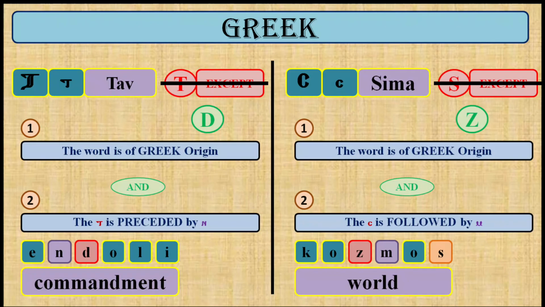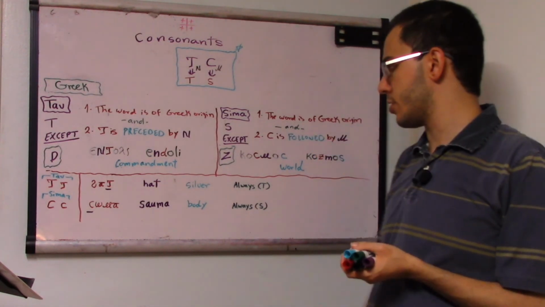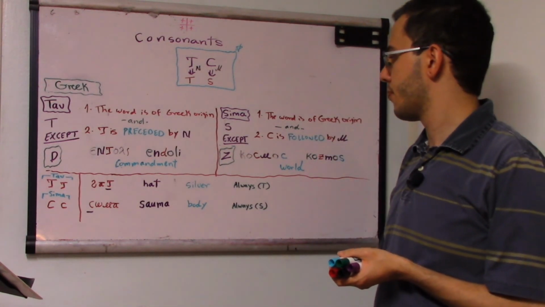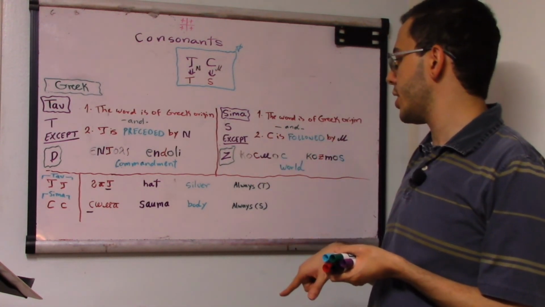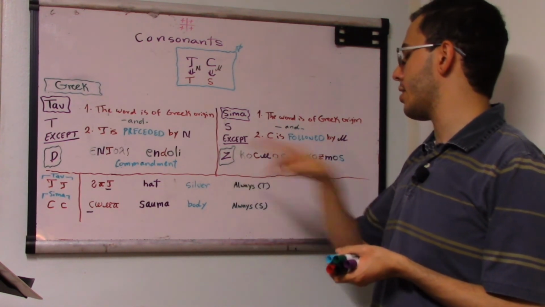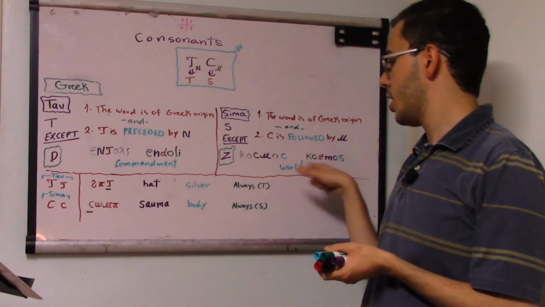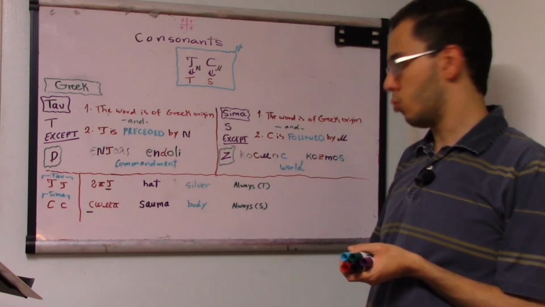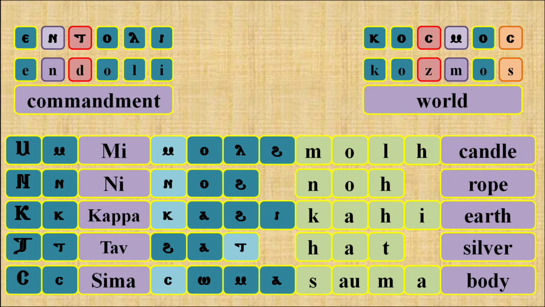And so, cosmos is a word that means world. This is another word you have to learn for the test. So, Sima in Greek, if it's followed by me, then it takes a Z sound, like cosmos. And cosmos means world. So Doli, commandment, and cosmos, world, in addition to the 5 you learned last time, is what you're responsible for on the upcoming test so far.